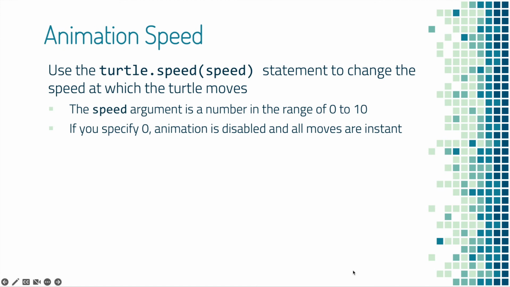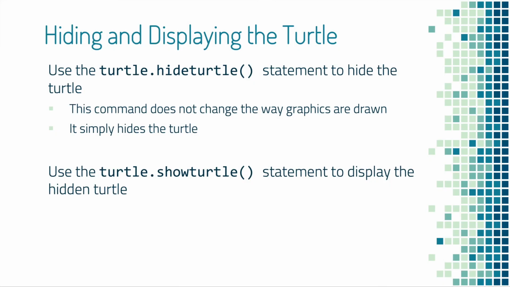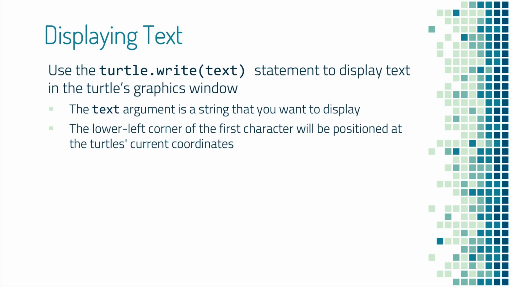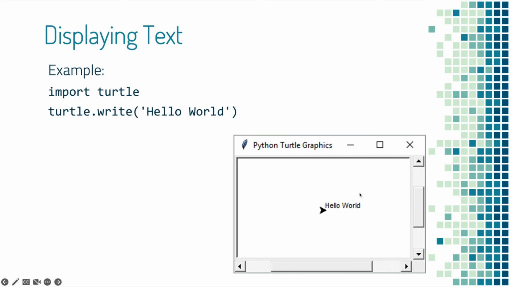We can also change the speed of the turtle. As the turtle draws, if we want it to go the normal speed, we leave it alone. If we want it to go instant, we change it to 0. If we want it to go really fast, we change it to 10. If we want it to go really slow, we change it to 1. We can also hide and show the turtle, which just changes whether you're showing the arrow or not. And lastly, we can also display and write text on the turtle screen as well. So here, wherever the turtle is, we can just write the words hello world and it'll print that on the screen.